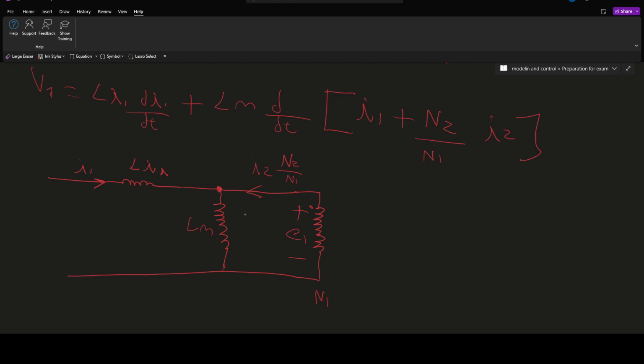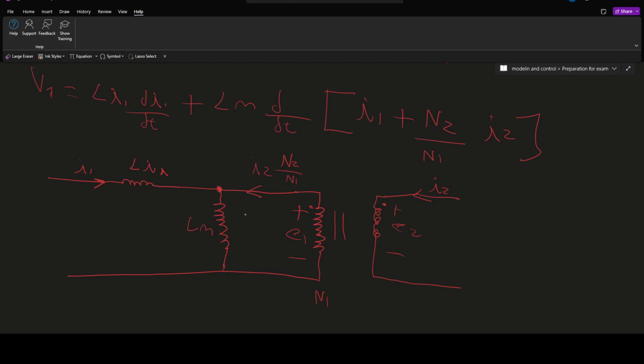Okay, so we can draw the transformer, and now we know that this current is due to the mutual inductance. So I'm going to do it like this. We are going to have here the other EMF, and we know that here we're going to have I2. Okay, so this is the circuit for the voltage in the primary.